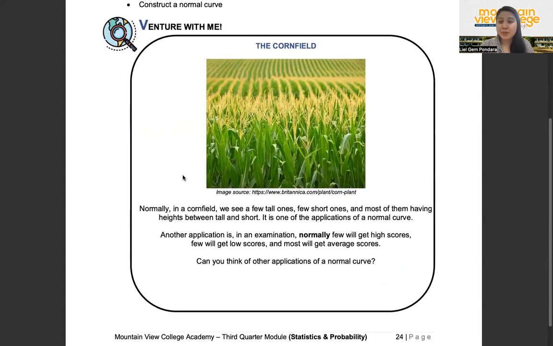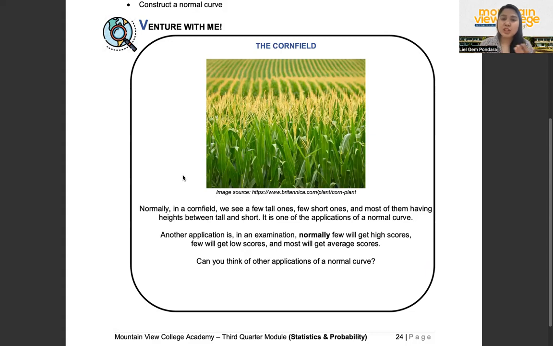It's about the cornfield. Normally, in a cornfield, you don't see uniform heights, right? There are tall ones, there are short ones, and most of them are having heights between tall and short. This is one of the applications of a normal curve. Like for example, if you see normally, not all are tall, not all people are short, but most are in the average.